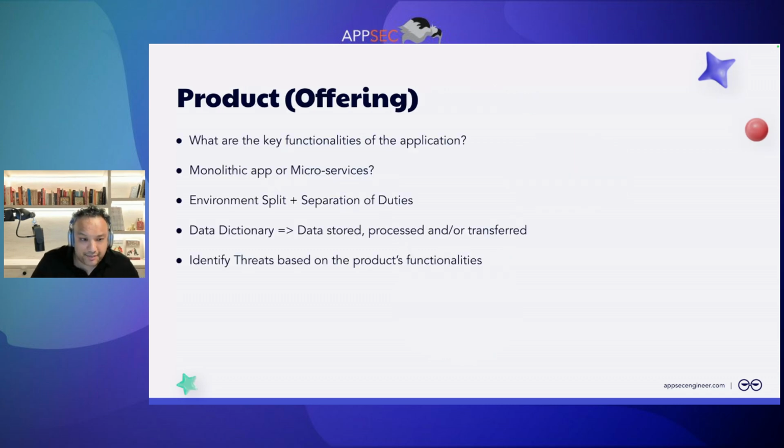So product is this: what are the key features of the application? How does it work? Who are the users? Basically, the product's functionality.